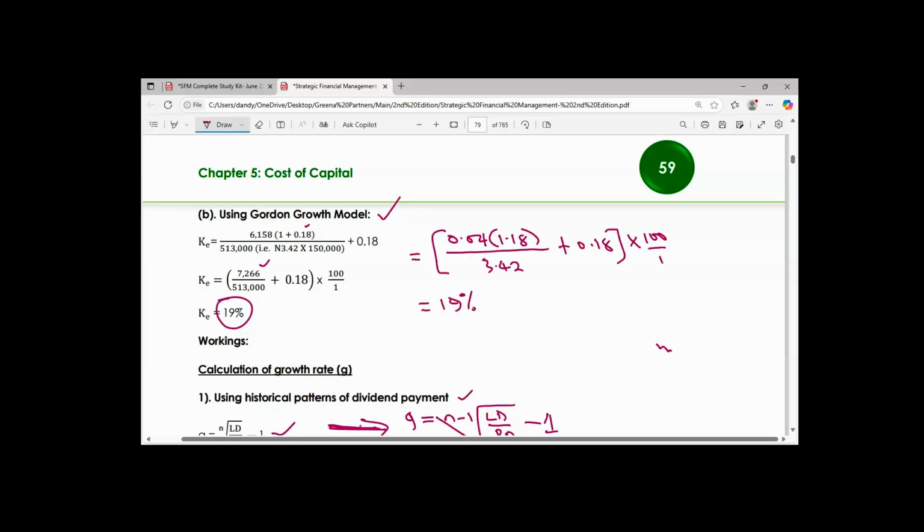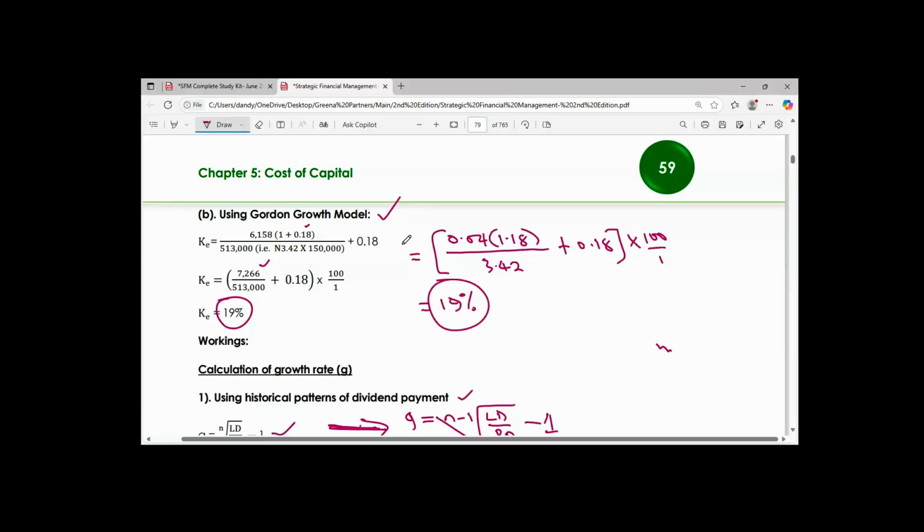You can use your calculator to confirm it. Let me even try it. So 0.04 multiplied by 1.18, divided by 3.42, equals, plus 18%, 0.18, equals, multiplied by 100, equals 19.38. So approximately 19%. Whether you use absolute value or par value, you are expected to get the same answer.